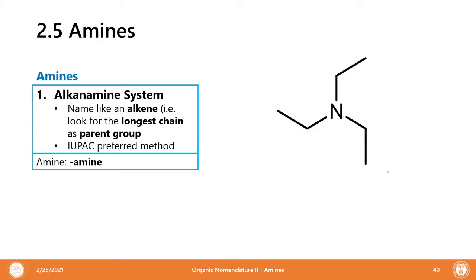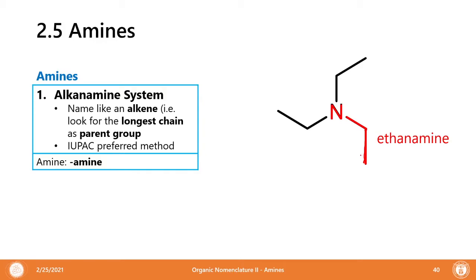There are two methods of naming amines. The IUPAC preferred method is the alkan-amine system. Essentially, we name the amine like a high priority functional group. In an amine, this is the nitrogen atom. We then look for the longest parent chain. Here we have 2 carbons, 1, 2. So our amine is an ethanamine.